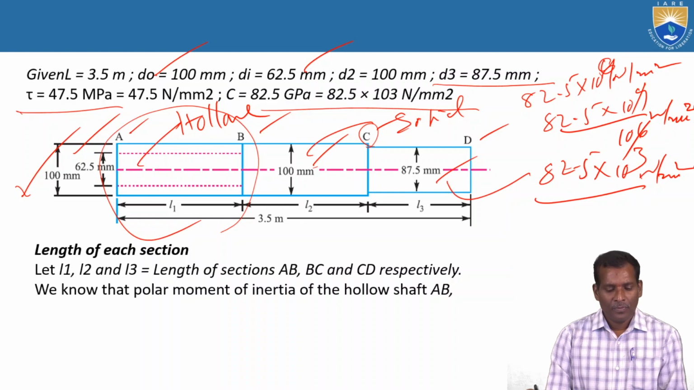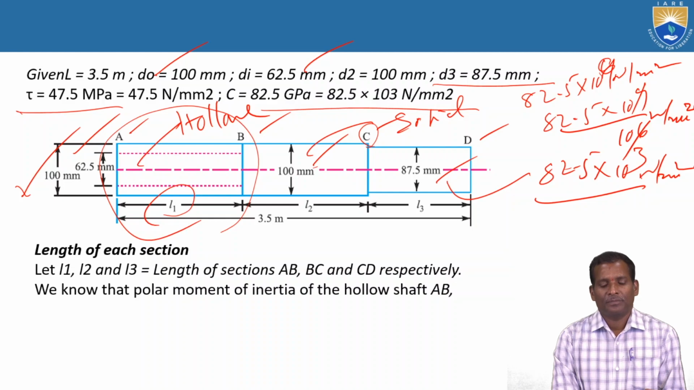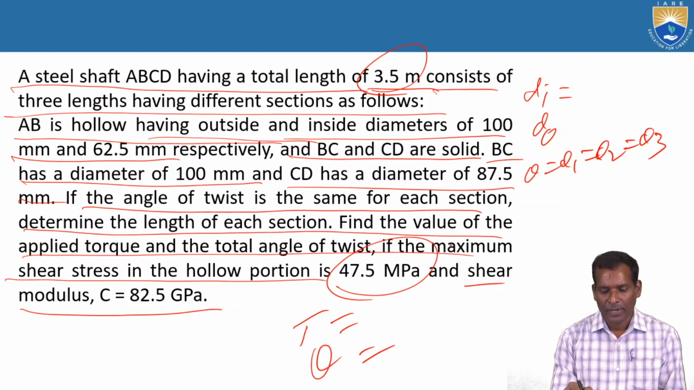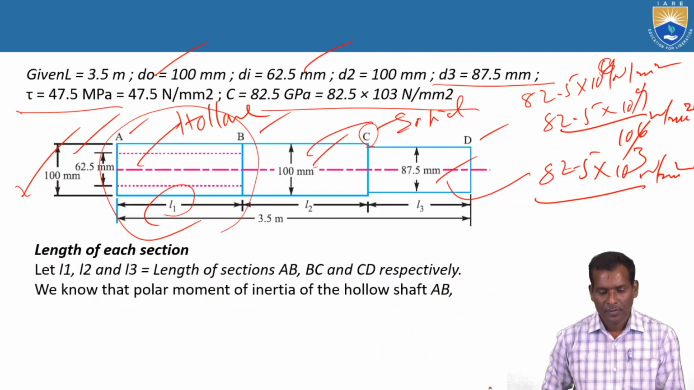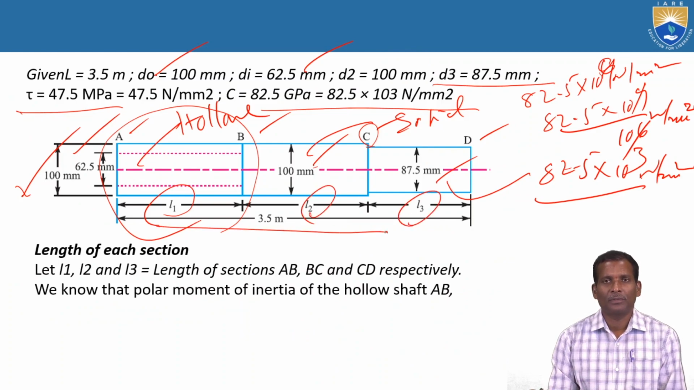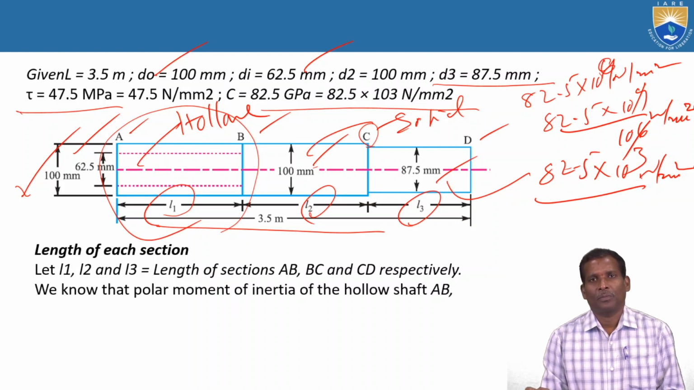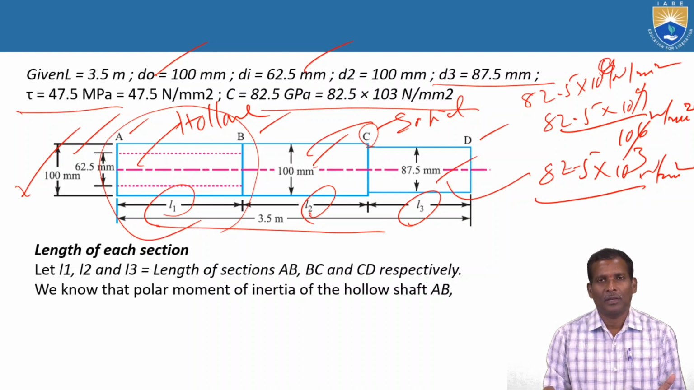So the lengths are also different for each section, AB section L1. We need to calculate them, as they have not been given. So determine the length of each section, L1, L2 and L3. The total length is available, 3.5 meters. So now calculate one by one, starting with the AB section.